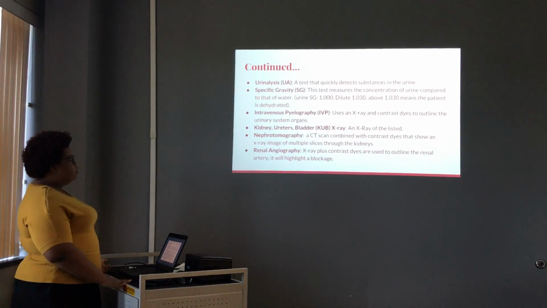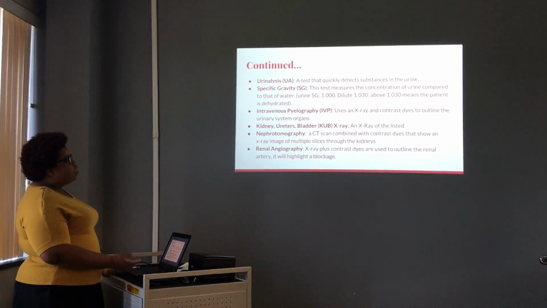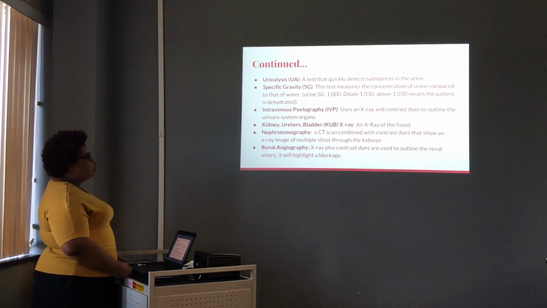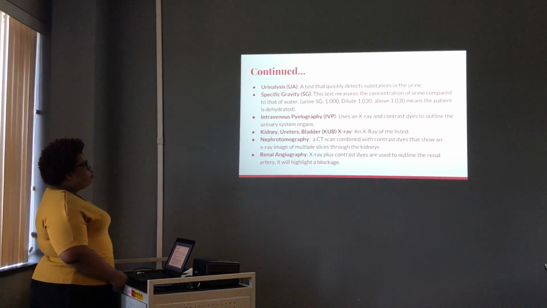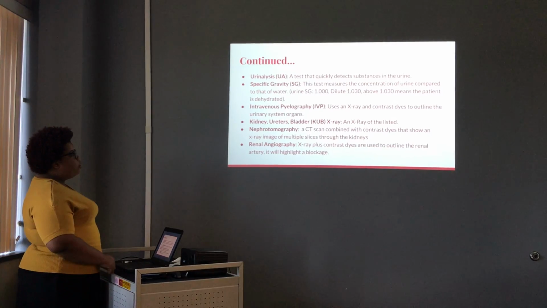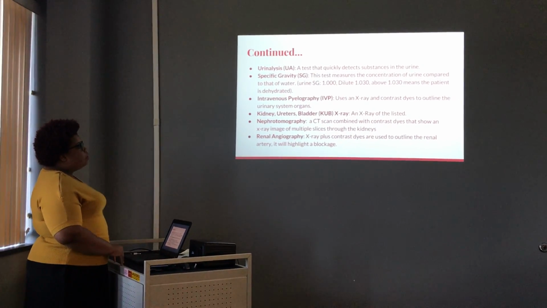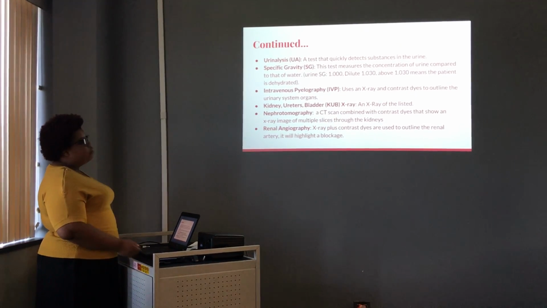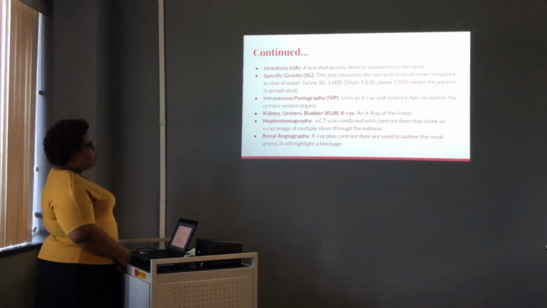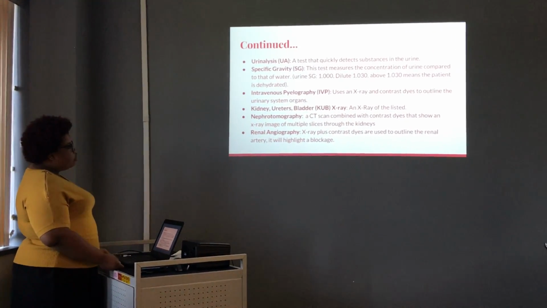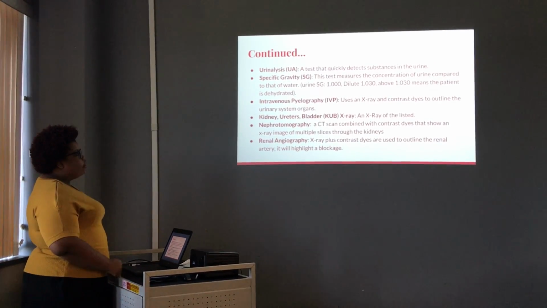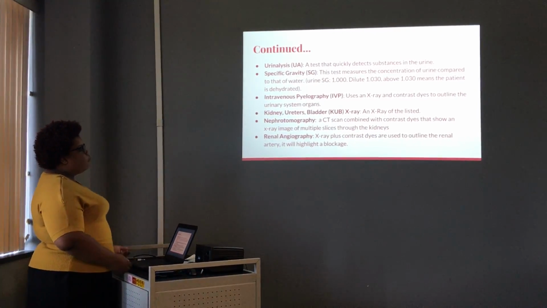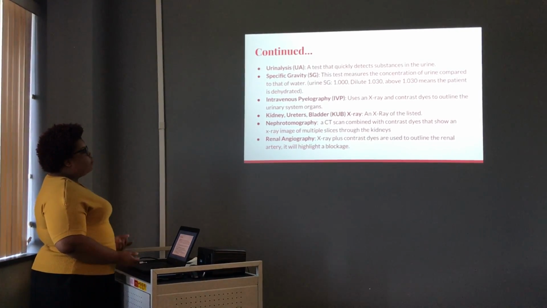Urinalysis, UA, is a test that quickly detects substances in the urine. Specific gravity is a test that measures the concentration of urine compared to that of water. Normal urine specific gravity is 1.000, dilute is below that, and above 1.030 means that the patient is dehydrated. Intravenous pyelography, IVP, uses an X-ray and contrast dyes to outline the urinary system and organs. Kidney, ureters, bladder, which is also known as KUB X-ray, is an X-ray of the listed organs.